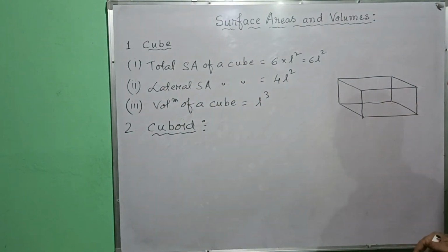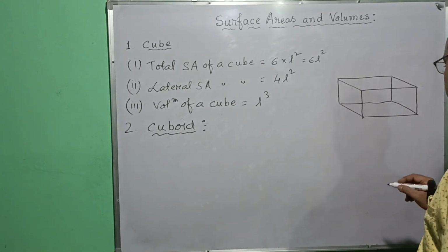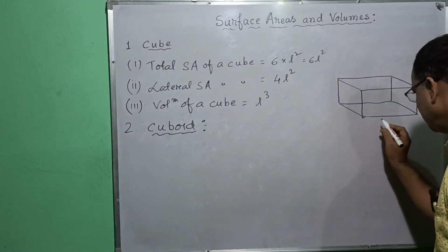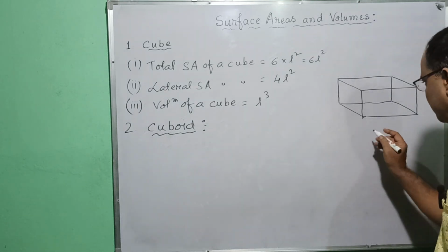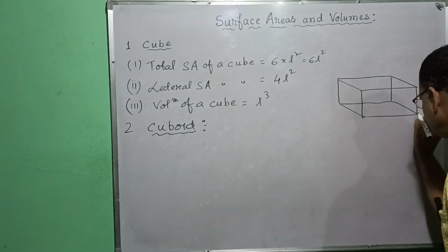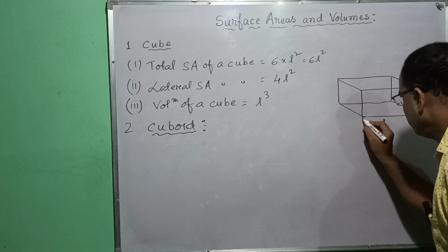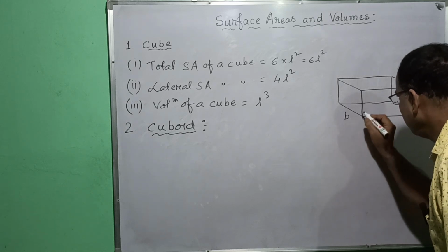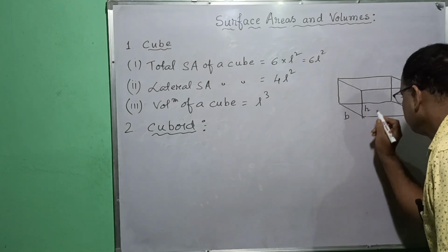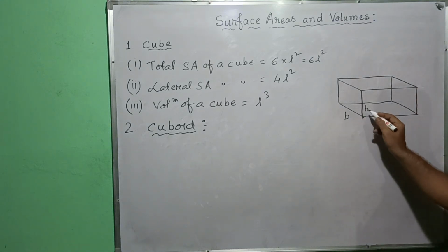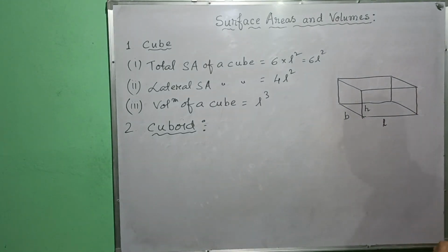In this cuboid, if we see carefully, then we can see that here also three dimensions are there. So if we consider this as length, that one as breadth, and that one as height, so these are the three dimensions: length, breadth and height. So total three dimensions are there.